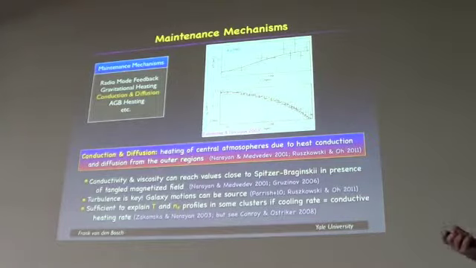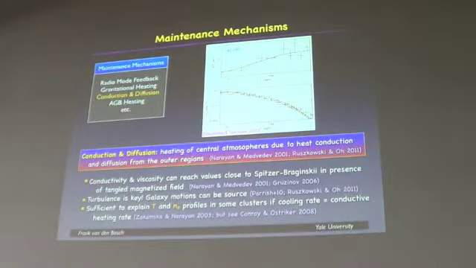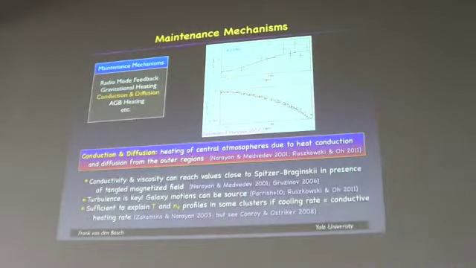Another very simple idea, of course, is conduction or heat diffusion. The idea here is that you just have conduction working because all these cool core clusters have an inverted temperature profile. They're hotter on the outsides than the inner part. And so if you can have just a little bit of conduction, you could actually offset the cooling in the central part by just heat diffusion.